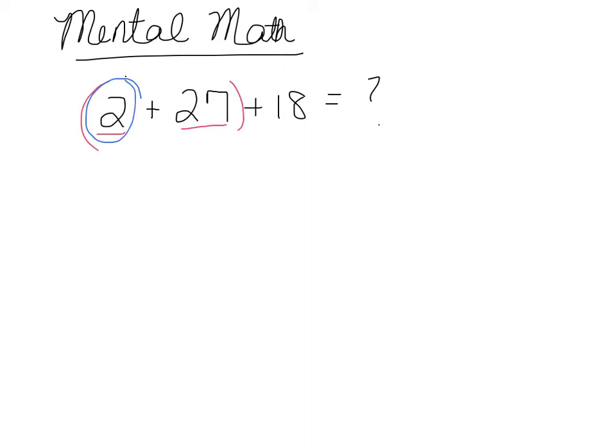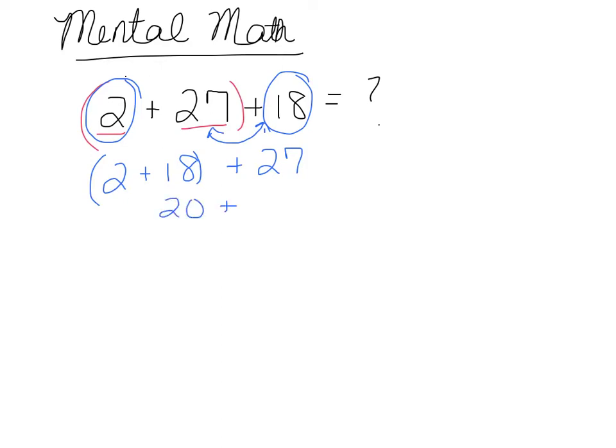What happens if I take 2 plus 18? If I rewrite this as 2 plus 18 and then add 27, what property am I using? I'm using the commutative property because I'm changing the order. Then I can do 2 plus 18 and I get 20. Well, 20 plus 27 is equal to 47. So it makes the math a little bit easier.